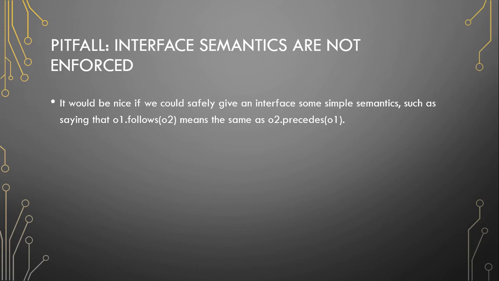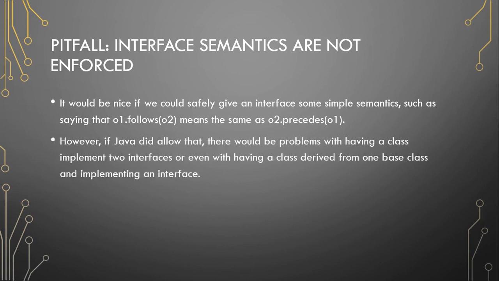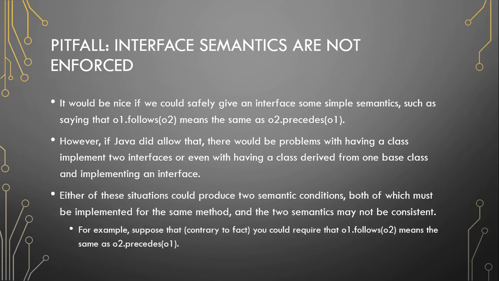Now, it would be nice if we could give the interface some simple semantics, such as saying that o1.follows(o2) means the same as o2.precedes(o1). However, the kicker here is that if Java did allow that, there would be problems with having a class implement two interfaces, or even with having a class derived from one base class and implementing an interface. Either of these situations could produce two semantic conditions, both of which must be implemented for the same method, and then the two semantics may not be consistent. So for example, contrary to fact, you could require that o1.follows(o2) means the same as o2.precedes(o1).